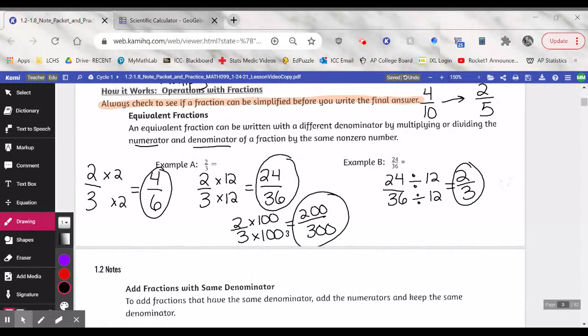All right, let's do one more. Let's think of a number that goes into both 24 and 36. Let's go ahead and do 2 because it's even. So 24 divided by 2 is 12, and 36 divided by 2 is 18. So all of these are equivalent fractions.